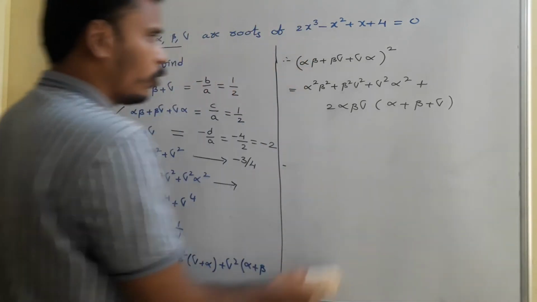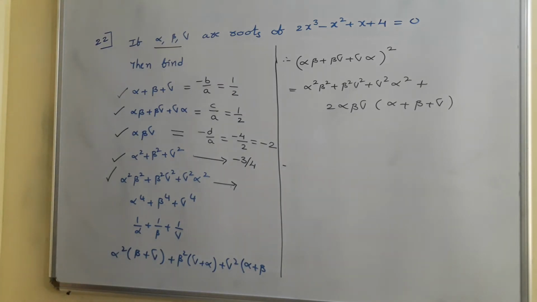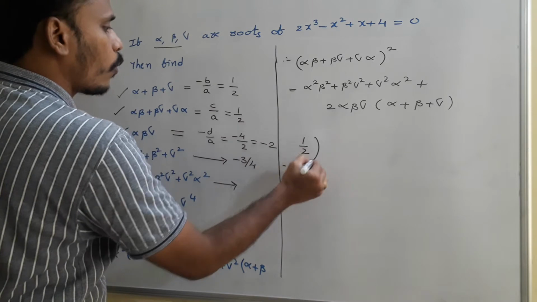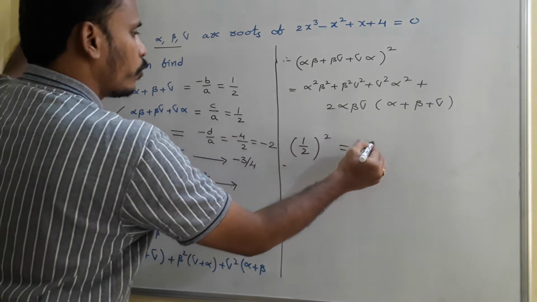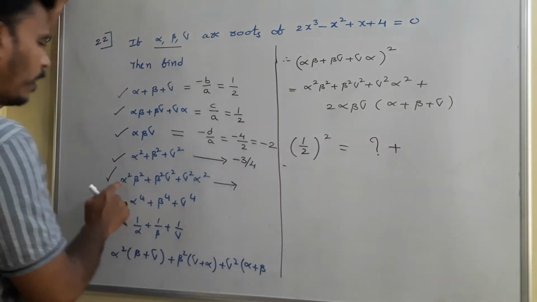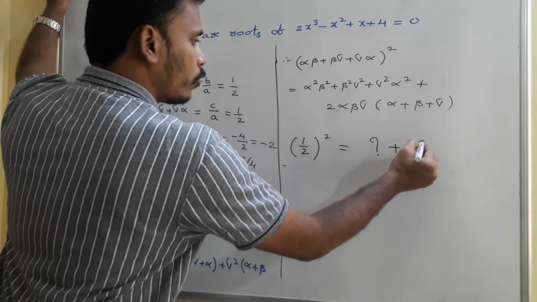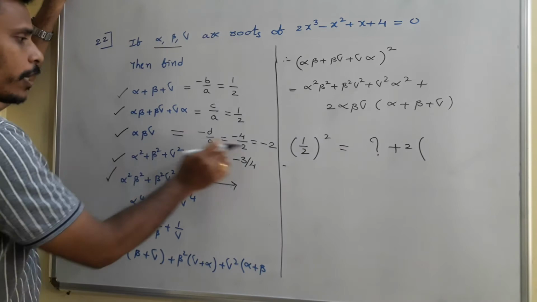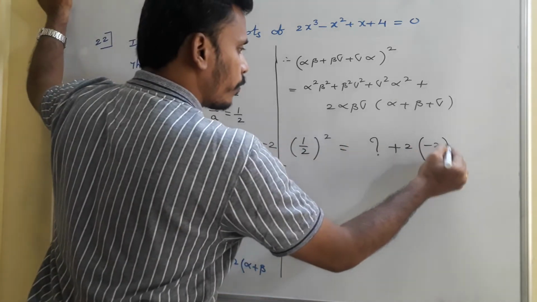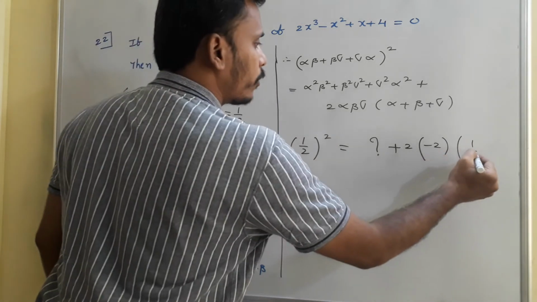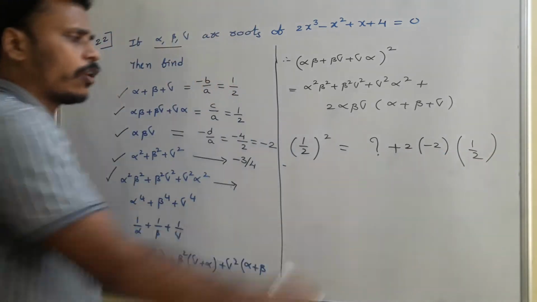You just try to find those values. Alpha beta plus beta gamma plus gamma alpha is 1 by 2. So (1 by 2) square is equal to the required value, this alpha square beta square plus beta square gamma square plus gamma square alpha square value, plus 2 into alpha beta gamma product, which we already have as minus 2, into alpha plus beta plus gamma sum, which is 1 by 2. You try to calculate it.